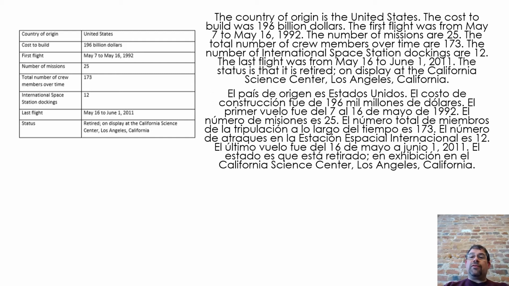The total number of crew members over time are 173. The number of International Space Station dockings are 12. The last flight was from May 16 to June 1, 2011. The status is that it is retired, on display at the California Science Center, Los Angeles, California.